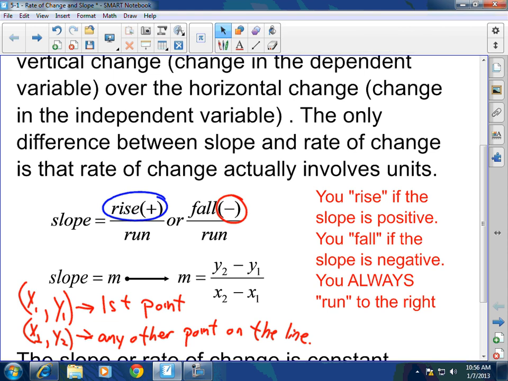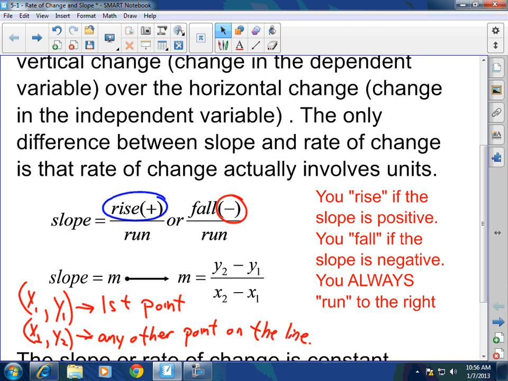Okay? So again, you rise with the slope if it's positive. You fall with the slope if it's negative. The run is always constant though. You always run to the right, unless you're going backwards. And we'll talk about that in a second.